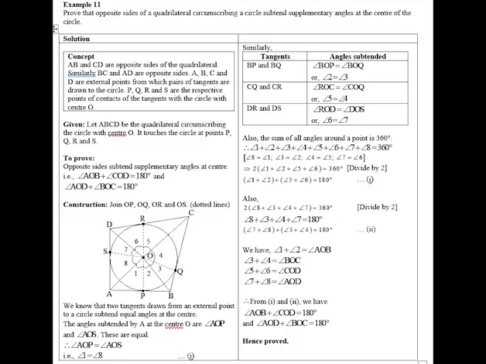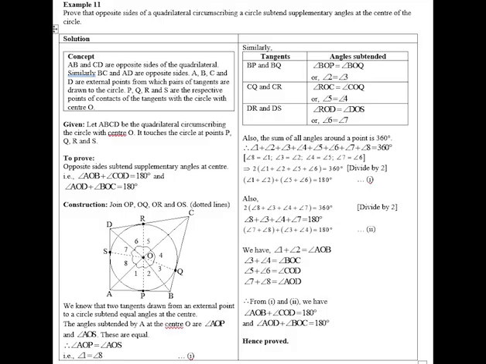The angles subtended by A at the center O are angle AOP and angle AOS. These are equal. Therefore, angle AOP is equal to angle AOS. That is, angle 1 is equal to angle 8. For convenience, we mark the angles by numbers. Similarly, angle BOP and angle BOQ are the angles subtended by the tangents BP and BQ respectively. Therefore, angle BOP is equal to angle BOQ or angle 2 is equal to angle 3.